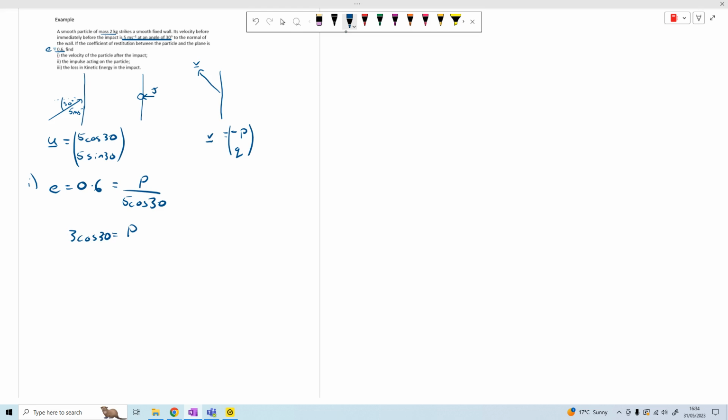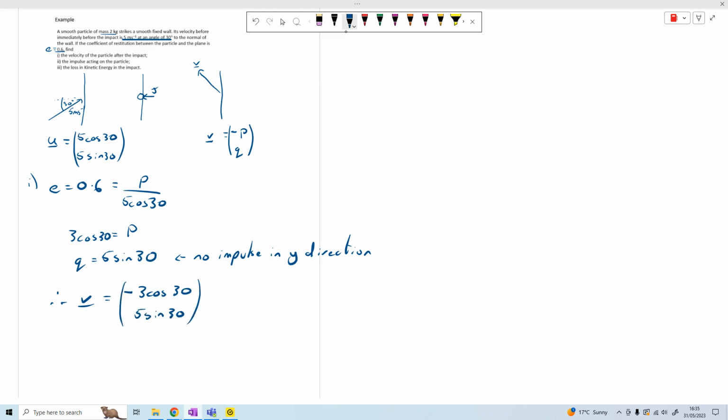Okay, and then I can use the fact that there's no impulse in the y direction, so my y component is going to stay the same. So q is simply going to be 5 sine 30, and I'm going to state: no impulse in y direction. Therefore, I can do my v. Therefore, v is going to equal minus 3 cos 30, and then 5 sine 30. Now, realistically, those are probably going to give me some quite nice straight out, I'm just going to leave them as sines and cosines for this instance. Okay, and there's my answer for the first one.